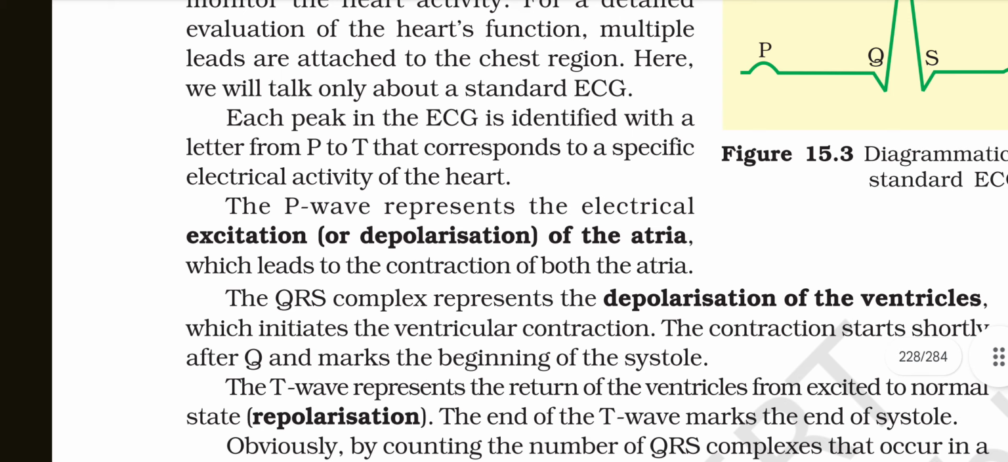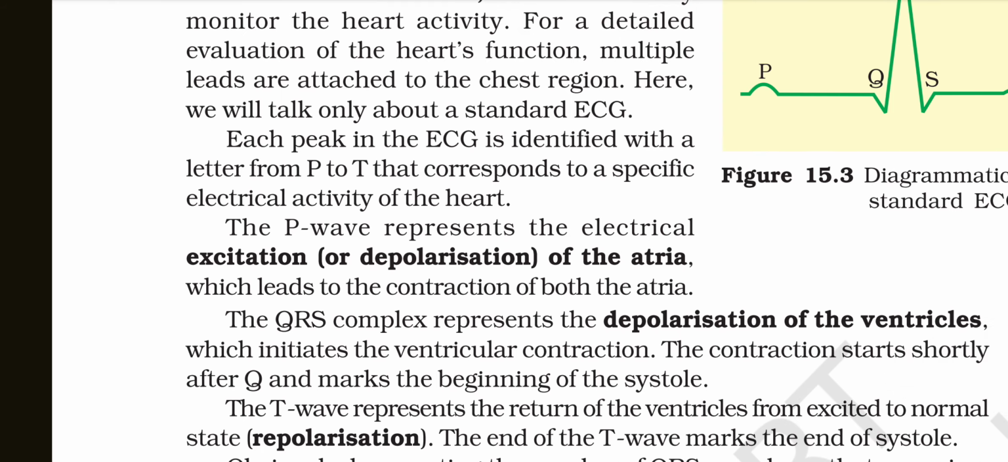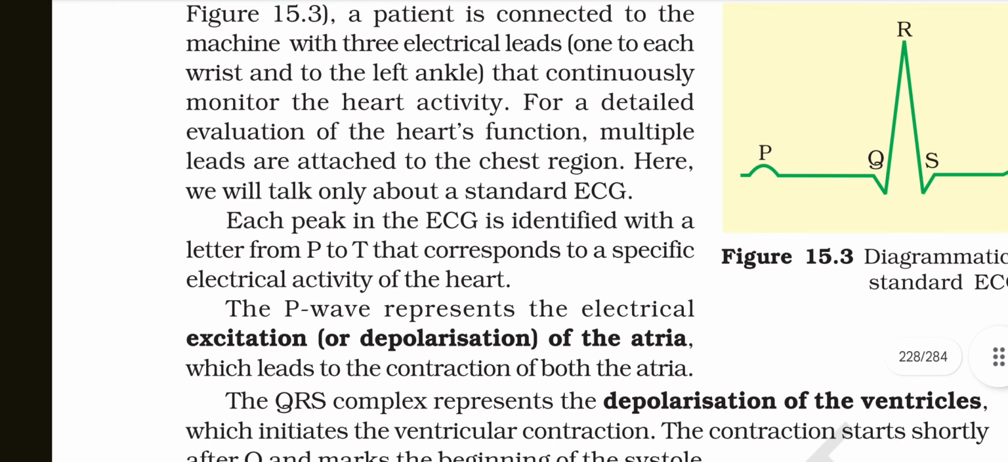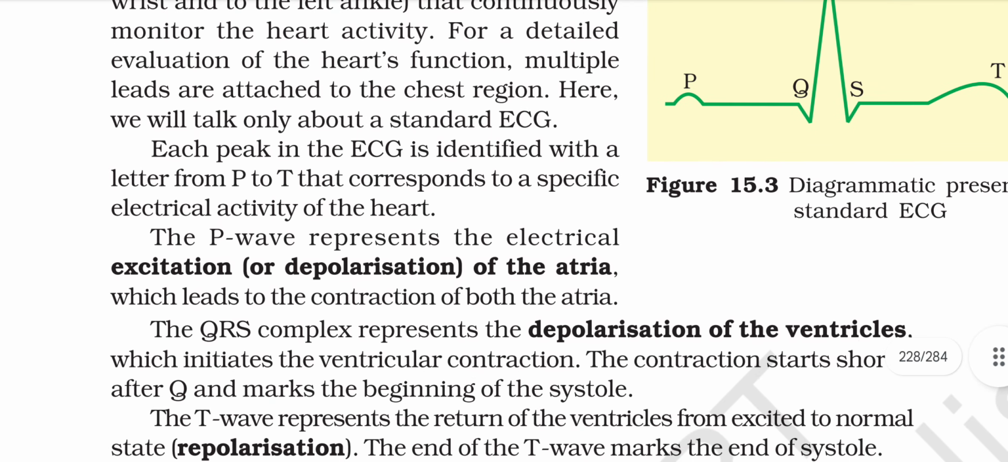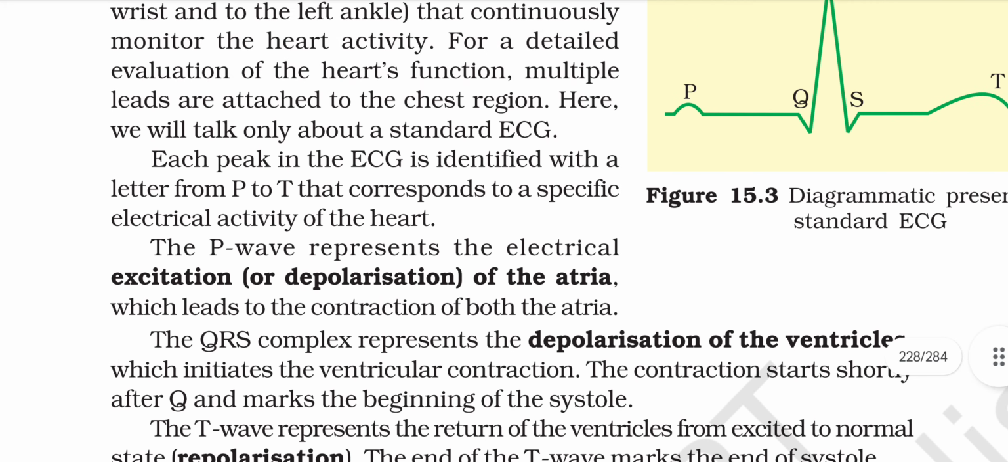Each peak of the ECG is identified with a letter from P to T, which corresponds to a specific electrical activity of the heart. The P wave, PQRST. The P wave represents the electrical excitation of the atria, that is depolarization of the atria, which leads to the contraction of both the atria. Depolarization of the atria, excitation of the atria, and contraction of both of the atria go together. P wave means depolarization of the atria, excitation of the atria, or contraction of the atria.